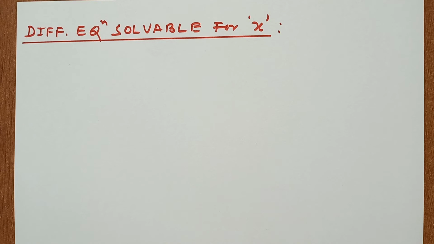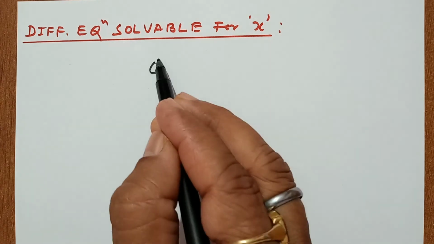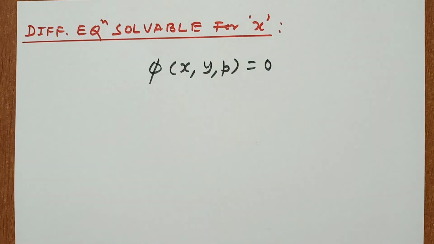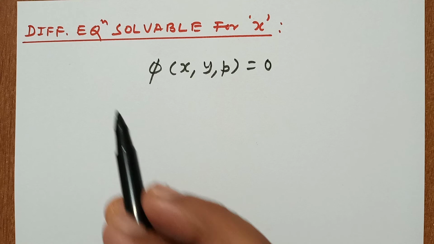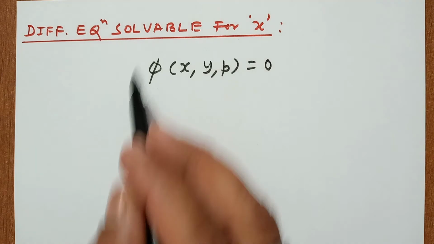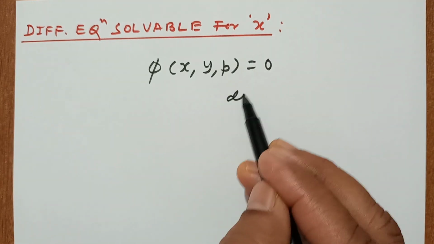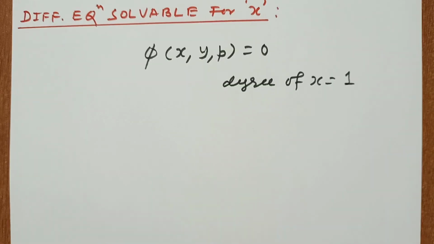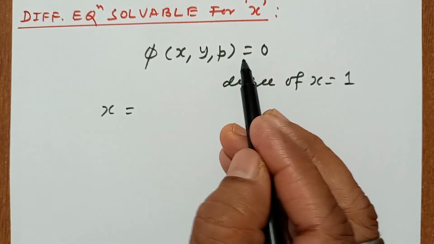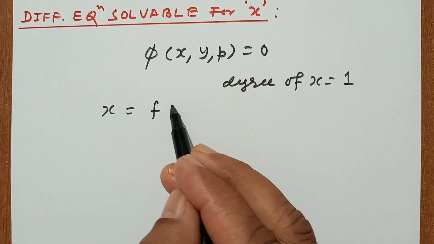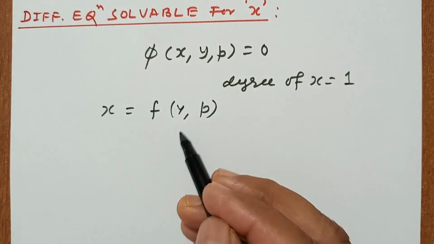Differential equations solvable for x. The same method as we have for solvable for y. This is a differential equation f(x, y, p) equal to 0. First we see very carefully. If the differential equation is solvable for x, then the degree of x is 1 in the given differential equation. Then we put x equal to all the things on the right hand side, a function of y and p.